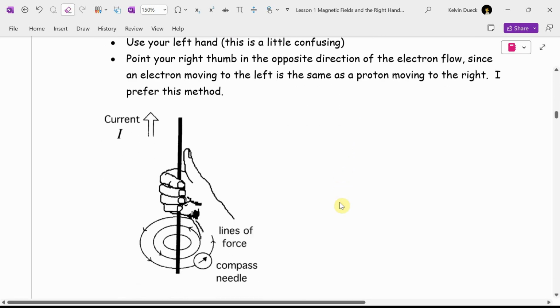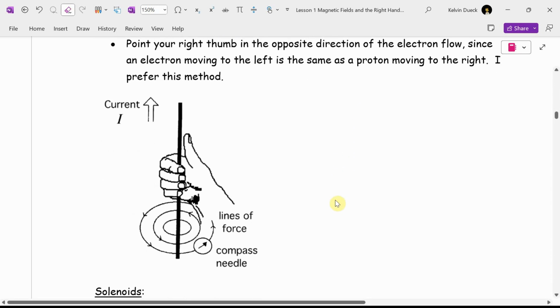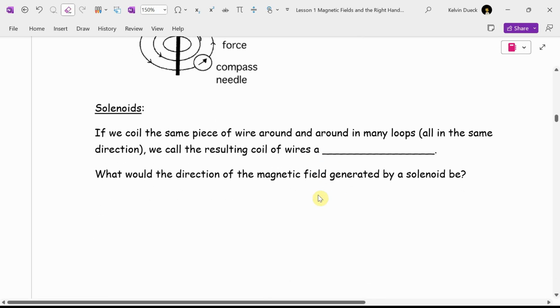Here's a picture of this right-hand rule I found online. You point your right thumb in the direction of the current. Your fingers curl in the direction of the force. That's rule number 1. Let's talk about an electric device called a solenoid. If we coil the same piece of wire around and around in many loops, all in the same direction, we call the resulting coil of wires a solenoid.